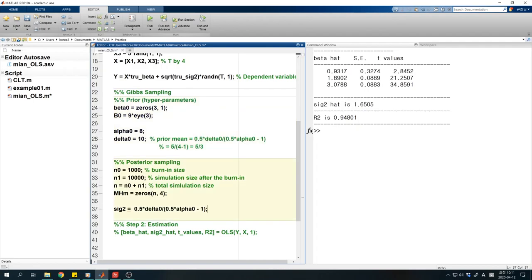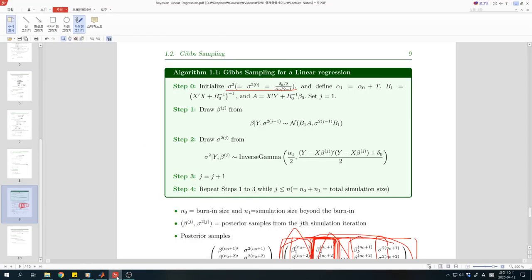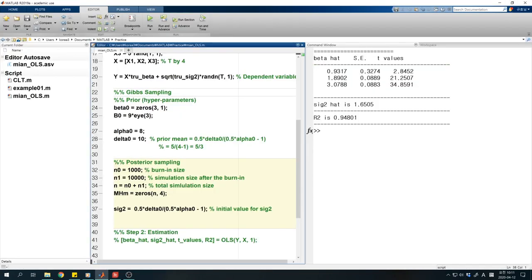Right? So this is the initial value for sigma square. Okay. And then we also have to define alpha 1, B1, and A. So then alpha 1. Alpha 1 equals what?